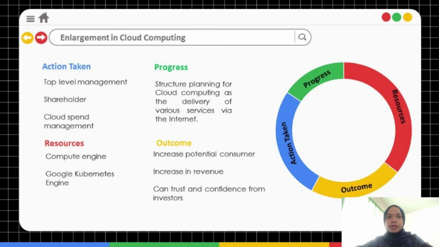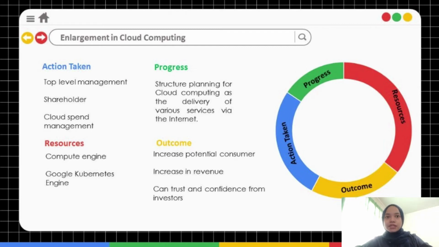Next, we will look from the aspect of enlargement in cloud computing. The action taken for this strategy is that top-level management, shareholders, and cloud spend management are involved in the enlargement of cloud computing. These authorities play a vital role to ensure cloud computing is a success as the strategy alternative. The progress of enlargement in cloud computing is to structure planning for cloud computing as the delivery of various services through the internet, whereby tools and applications such as data storage, server, database, networking, and software are examples of the resources needed. There are two resources required for cloud computing.